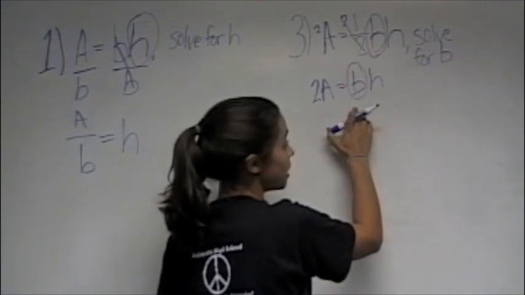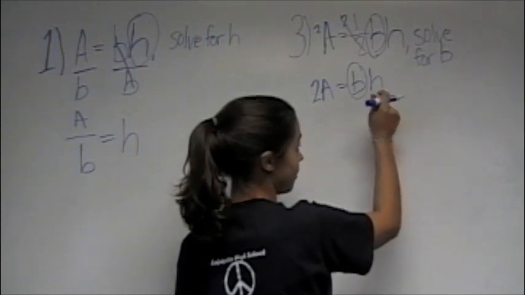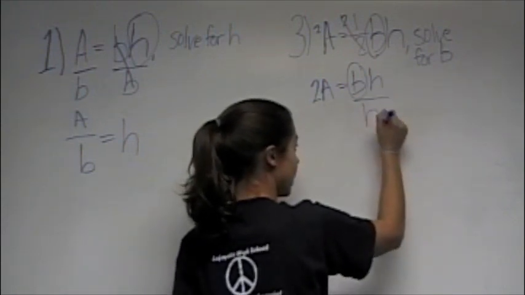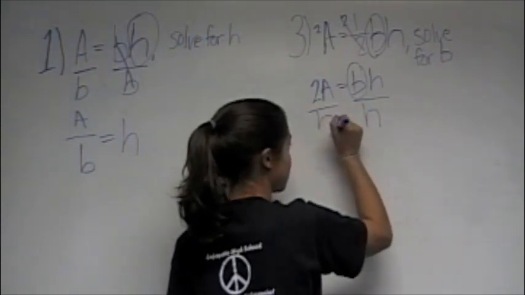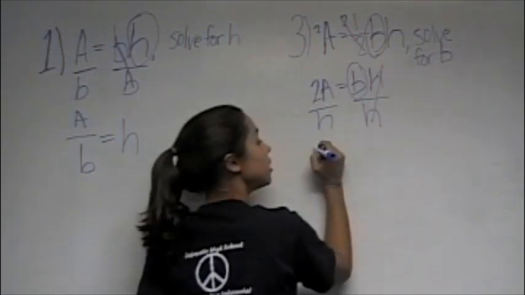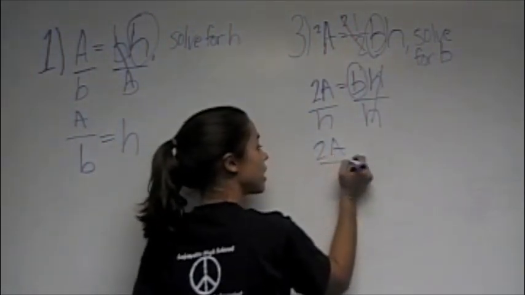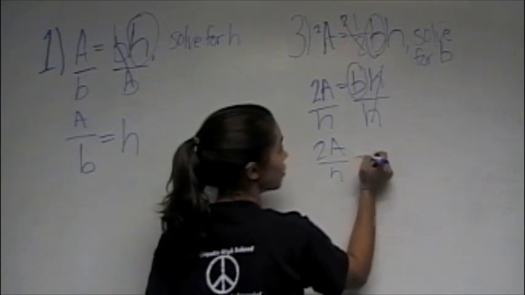So we're solving for B, we want to get it by itself, so we need to divide by this H. Divide by H, divide by H, H's cancel. 2A over H equals B.